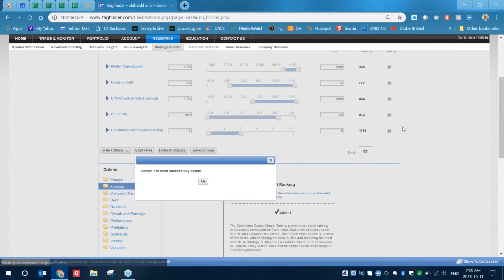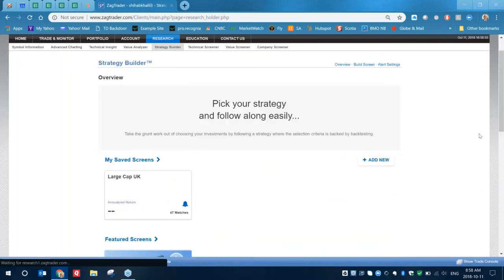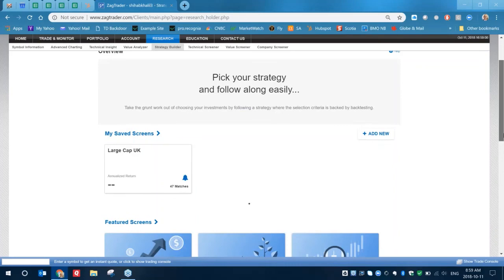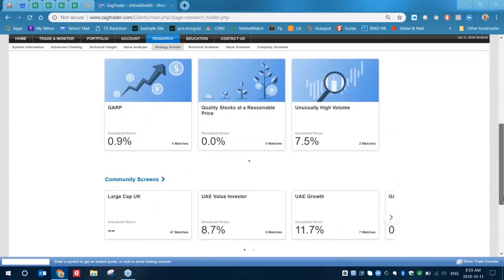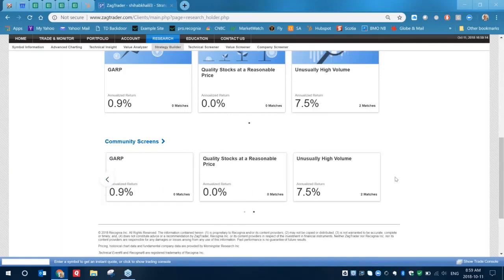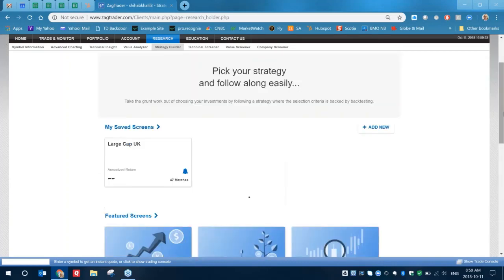Now when I go back to my overview page, I'm going to, number one, have a saved screen here, my Large Cap UK Strategy that I've just made. And there is a little bell shown here, so there's an alert set against that. If I also look at the community screens, you can see that screen has also gone into the community, Large Cap UK with 47 matches. It'll show the annualized return the next time a backtest is done, and that's done on a weekly basis. So, a very easy way to automate some of your investment decision making and to find stocks that match certain sets of both fundamental as well as technical criteria.